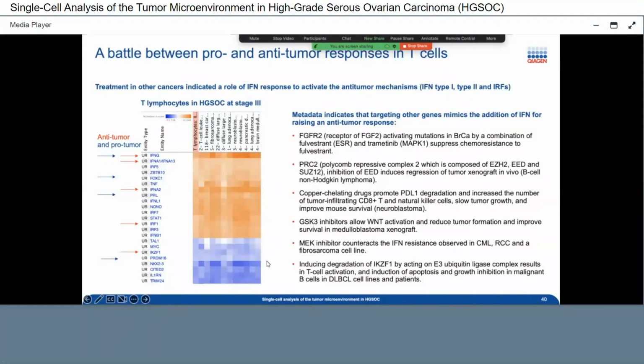And finally, and it's very important I show that to you here, when you degrade that particular compound called Ikaros, by acting on E3 ubiquitin ligase, you induce T cell activation, and you induce apoptosis and growth inhibition in malignant B cells and other diffuse large B-cell lymphoma, right? So just by looking at metadata, you have that type of information.